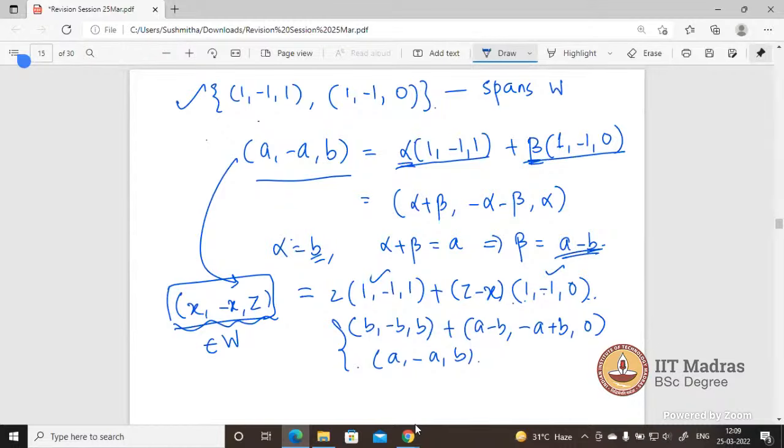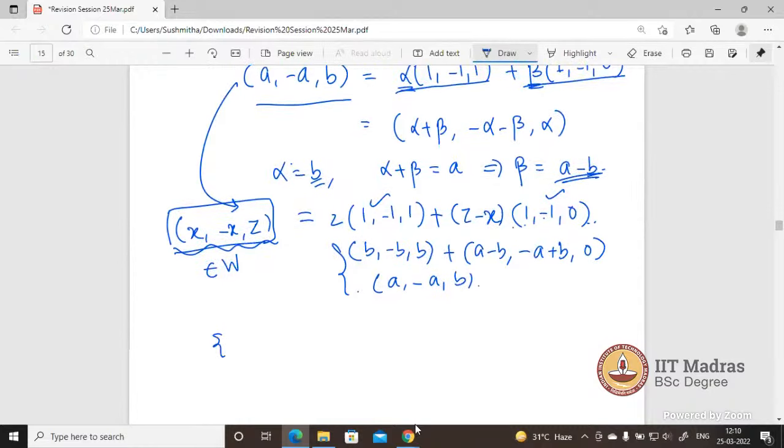How will I check whether it is minimal or not? By removing one. If I remove one vector and it still spans, then this one is not minimal. If I remove a vector and that set doesn't span, then this is minimal, right? So let me remove one of the vectors. Say I remove 1, minus 1, 0. So now I am left with this set, 1, minus 1, 1. Does this span W?